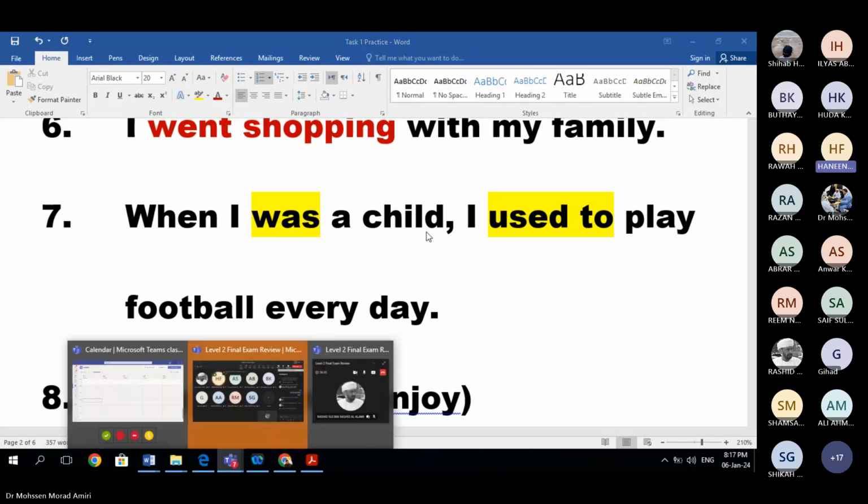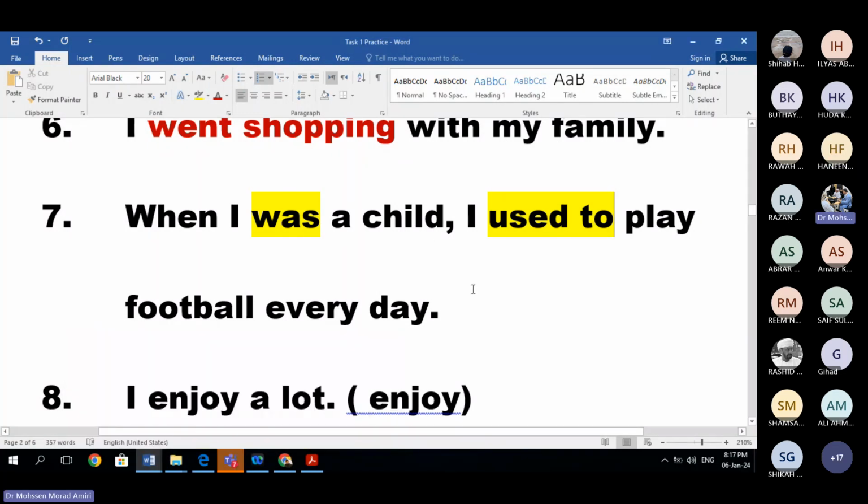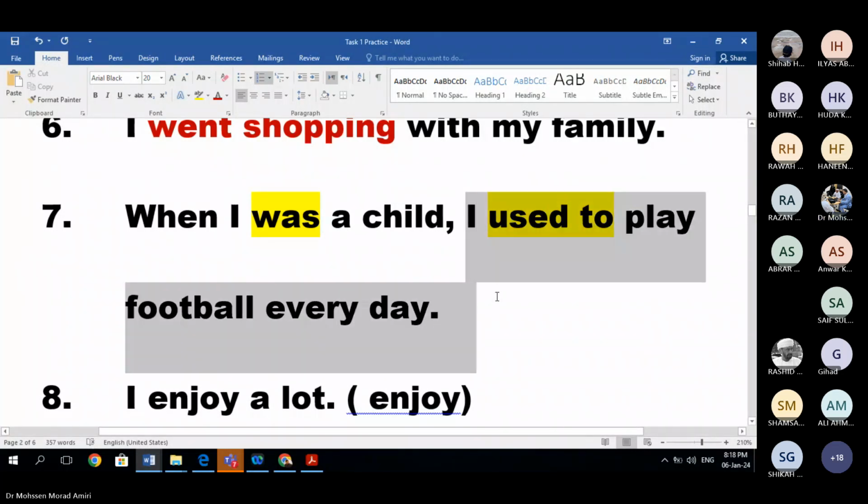Yes, a habit that you had before, an activity. Something that you used to do before, but now you are not doing it. Before you did it, but now you are not doing it. So this is a very nice word. Can you give me more examples of used to?